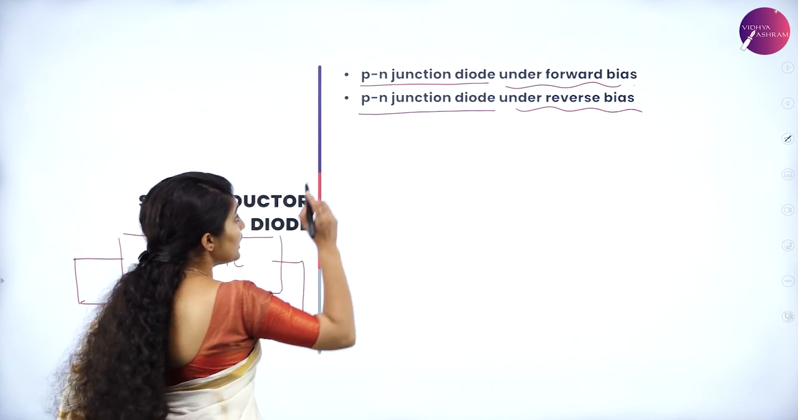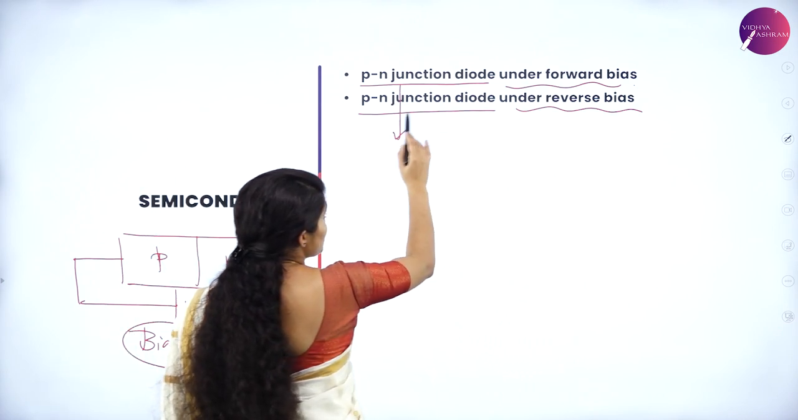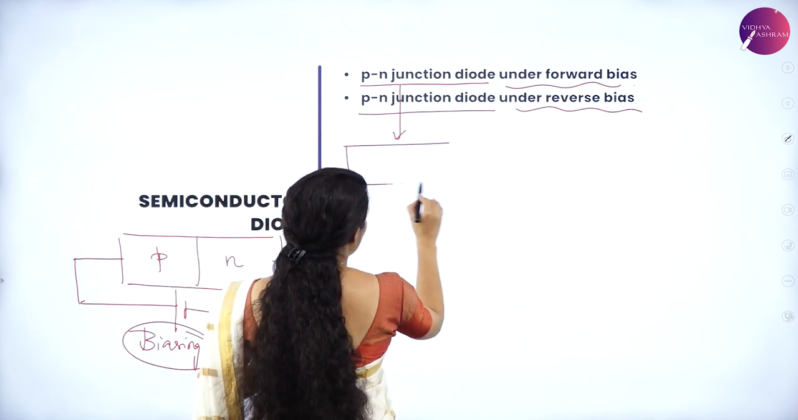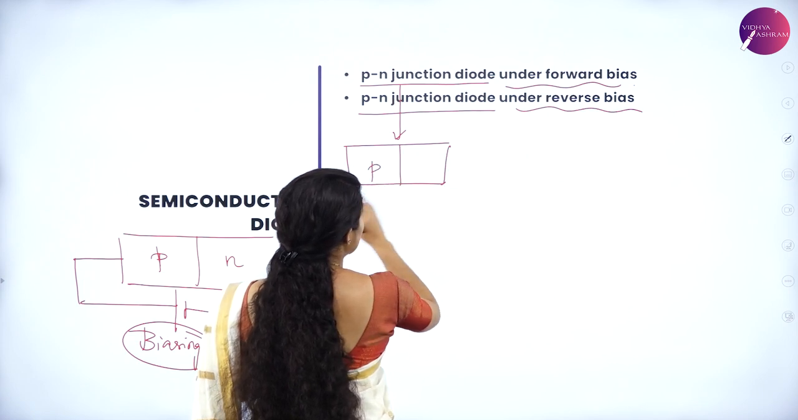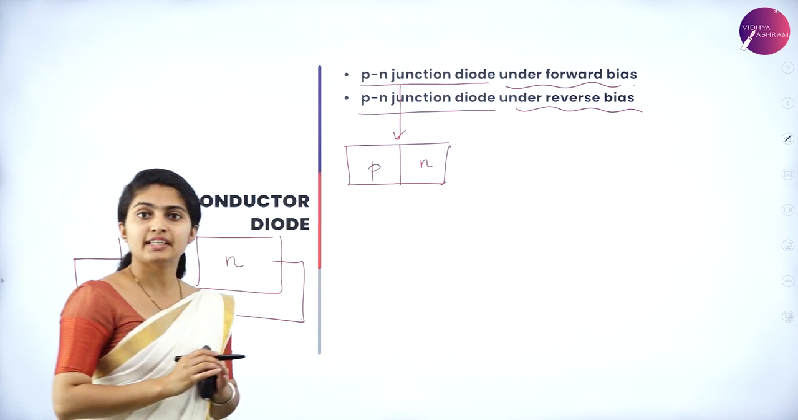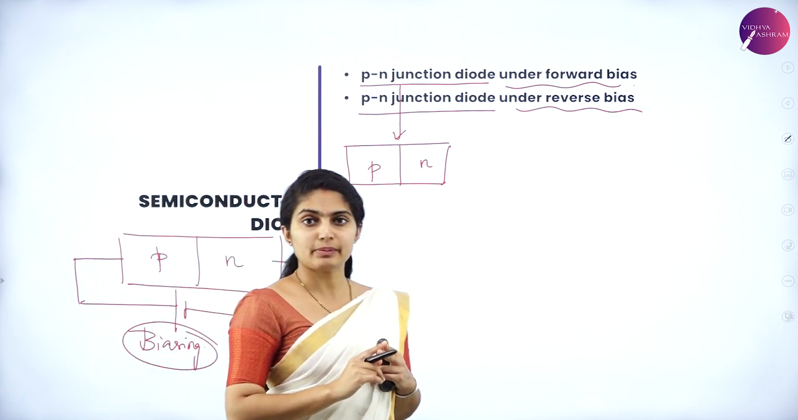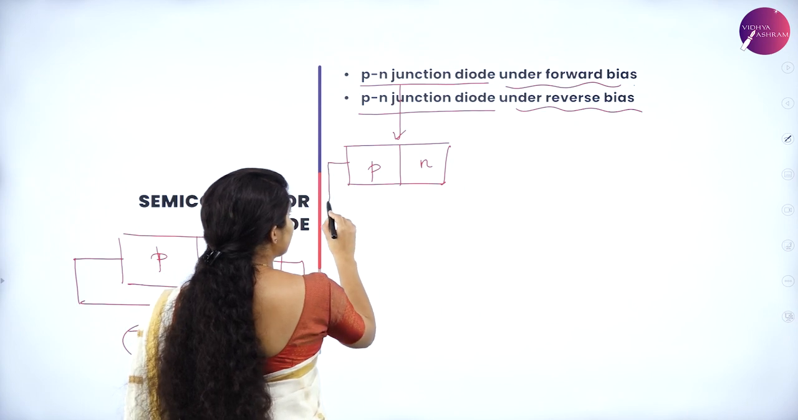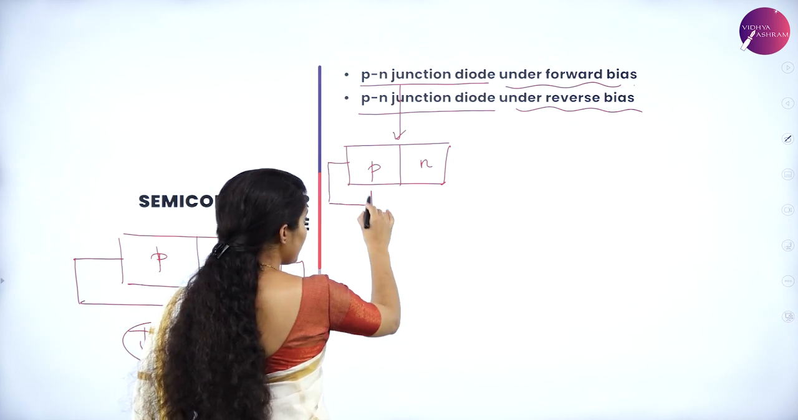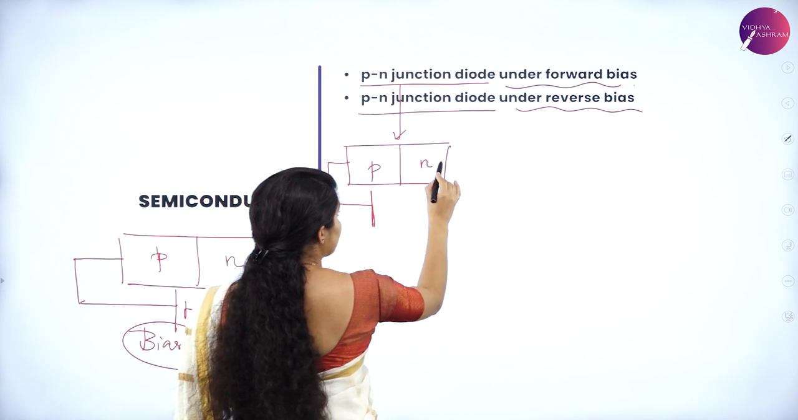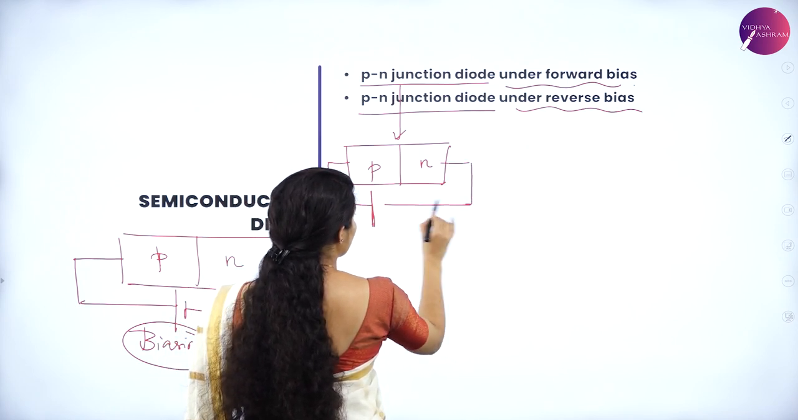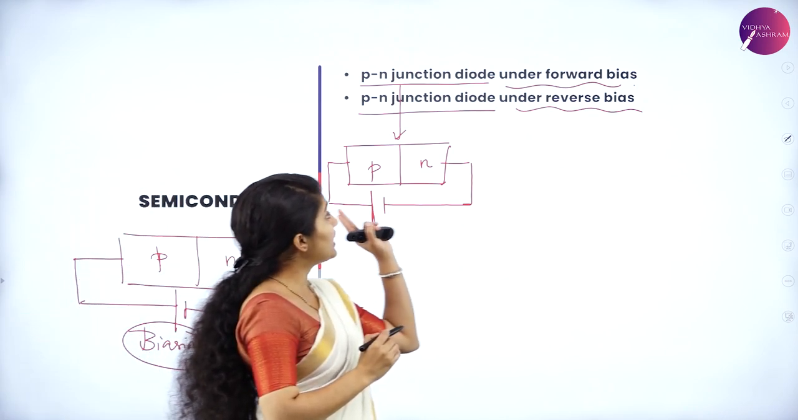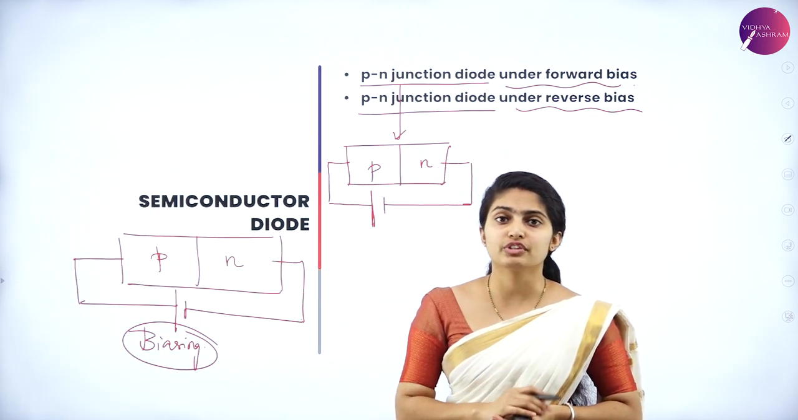Let me tell you, in the case of forward bias, the P-N junction diode under forward bias condition, we have a diode, with a P-type semiconductor and an N-type semiconductor. Forward bias means connecting the P-type to the positive of the battery and connecting the N side to the negative of the battery. That is called a P-N junction diode under forward bias.